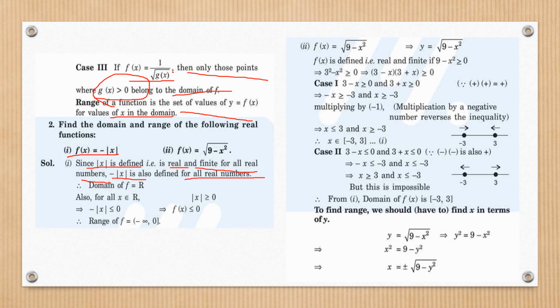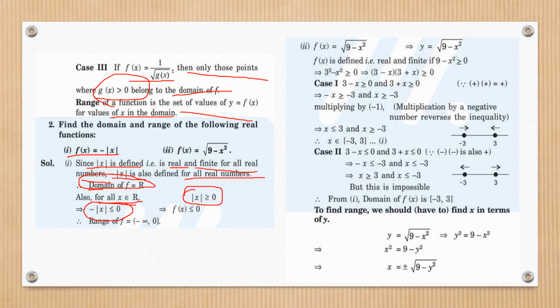It is defined, meaning you can put any real number and it will not make it non-defined. So the domain is whatever you can put. The domain of the function is R. Now to find the range, mod x is itself positive, greater than or equal to 0. But the function is not mod x, it is minus mod x. So if mod x is greater than or equal to 0, what will be minus mod x?